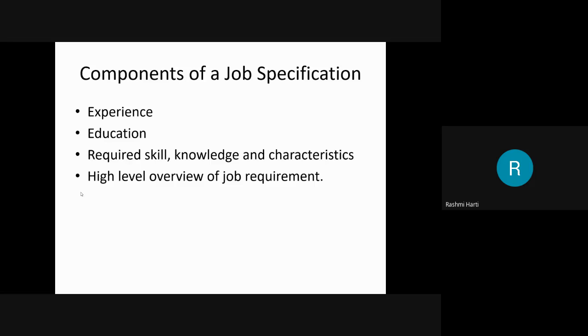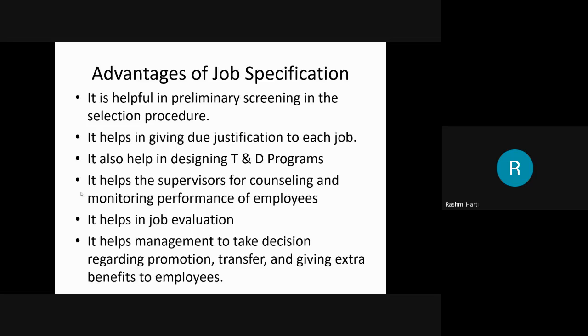So understand here, the components of job specification are: first is experience, second is education, then skill, knowledge, characteristics required, and a high level overview of the job requirement that is being looked at. That consists in job specification.